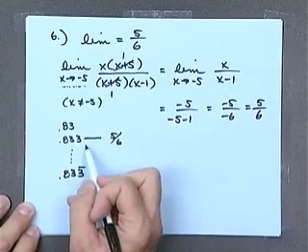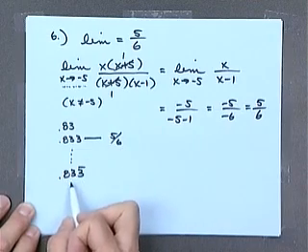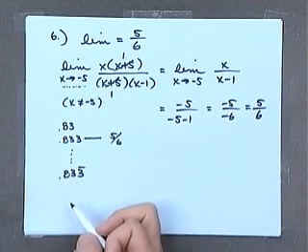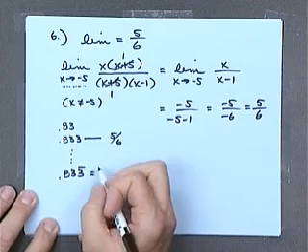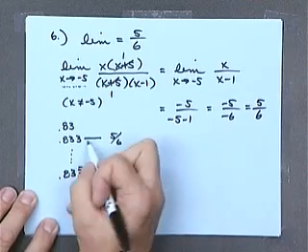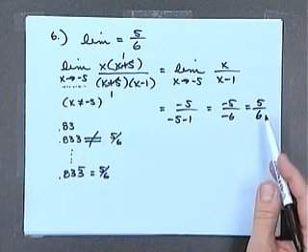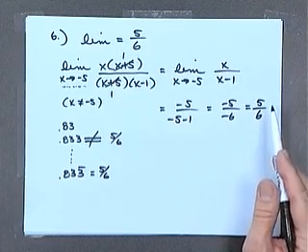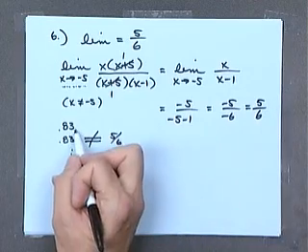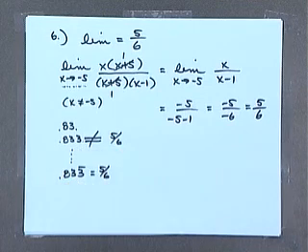It's not 0.833. Now, a couple of you put 0.833 repeating. That is 5/6. But 0.833 with the termination of the decimal there is not 5/6. So the limit is actually 5/6. It converges on that number. It goes beyond this number. It goes beyond this number.